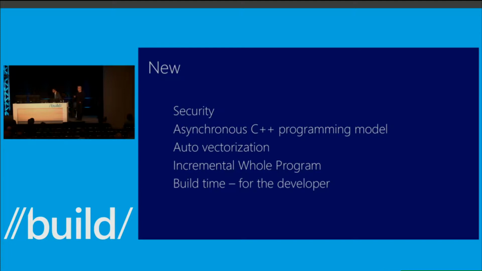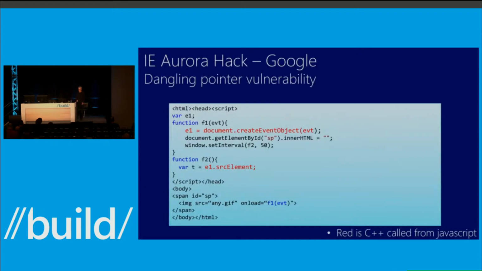So for code generation, the key things that I want to get across are we're bringing in new security, new secure code generation. We're going to be talking about a new asynchronous programming model. We're going to talk about new auto-vectorization, something that I think is quite revolutionary, new incremental whole program analysis. And then we spent an enormous amount of time listening to you guys about build time. So we're going to talk about a lot of work that we did for basically speeding up the compiler, especially for the developer scenario. So I'm going to jump right into security.